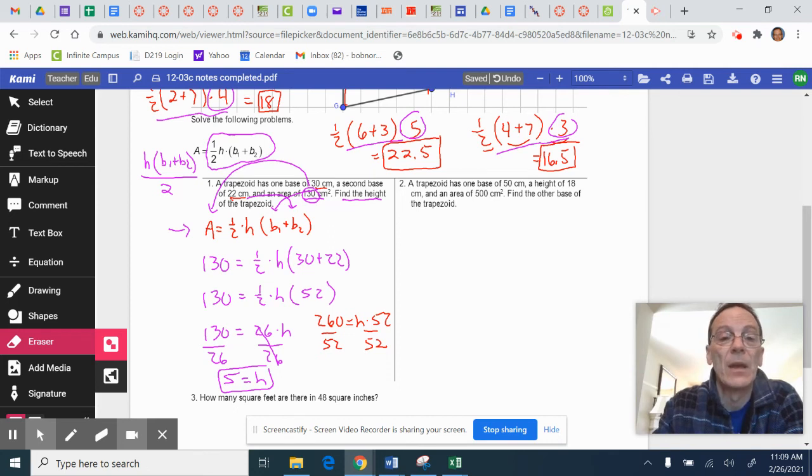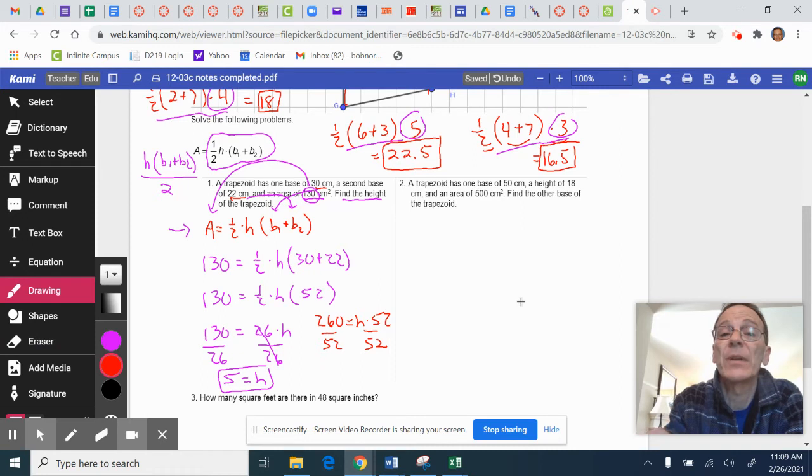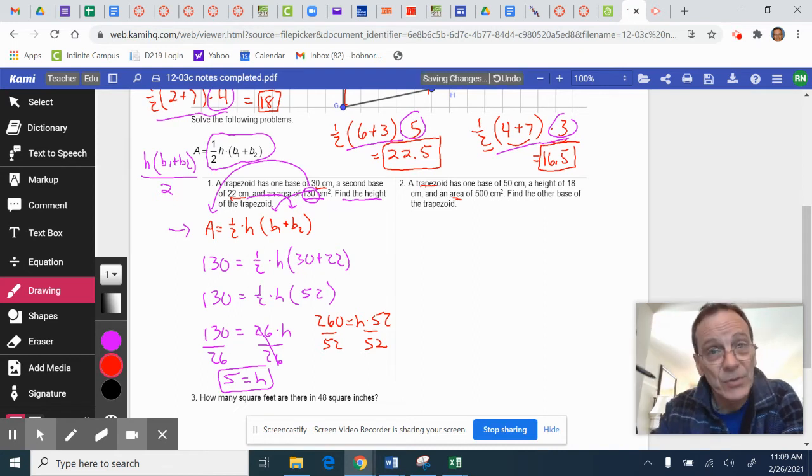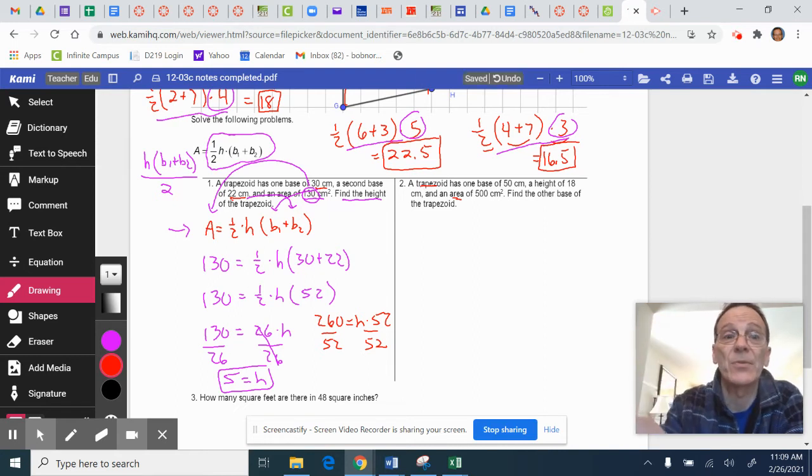Let's look at this next problem. A trapezoid has one base of this, a height of that, an area. Okay, it mentions trapezoid. It mentions area. Those are your clues that you're going to need the trapezoid area formula. So again, let's write it down. 1/2 times B1 plus B2 times H.